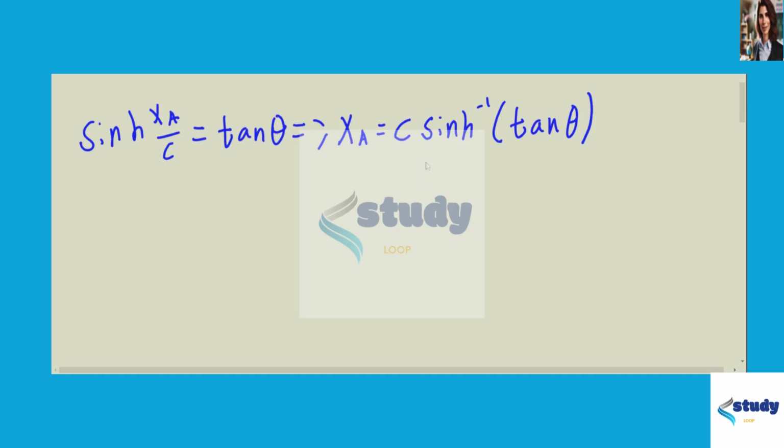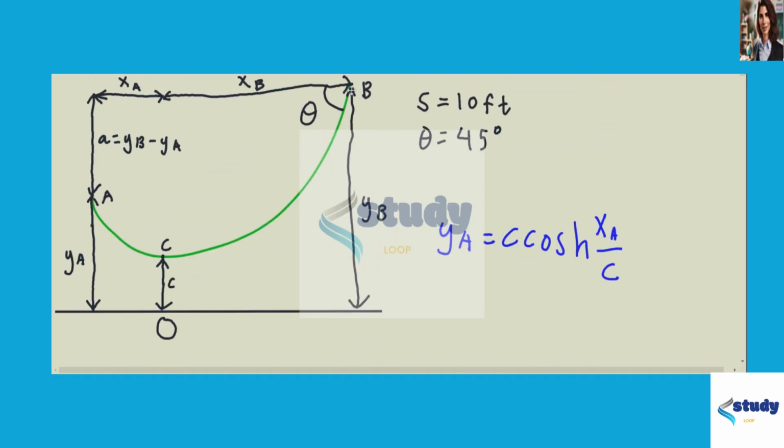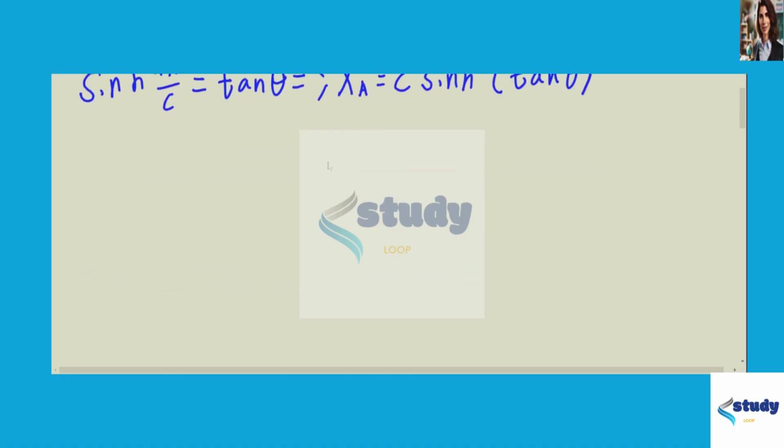And now we're going to look back at the free body diagram. And we notice that the length of the cable S is going to be equal to the length from A to C plus the length from C to B. So we're going to write that S is equal to the length from A to C plus the length from C to B. And we can also write that as 10, since we know what S is. So we plug in 10 for S.